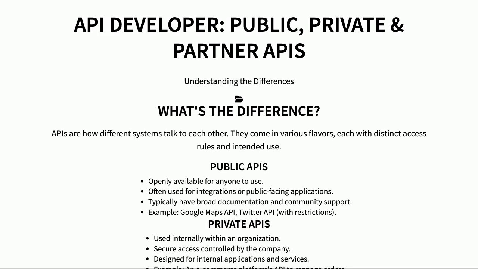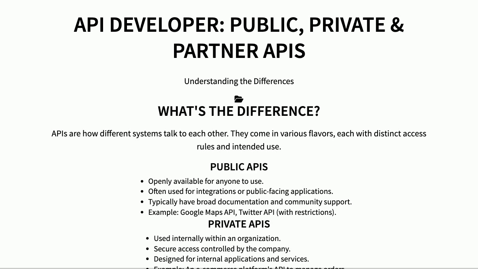Okay, let's talk about the different types of APIs you might encounter as an API developer. Think of APIs like doorways. They allow different applications to talk to each other. We have three main categories: public, private, and partner APIs. Public APIs are completely open for anyone to use, like Google Maps or Twitter, with their limitations. They're great for building integrations or apps that need external data.